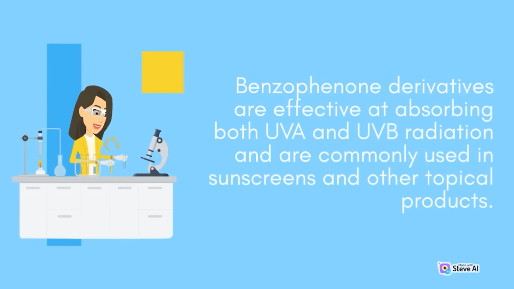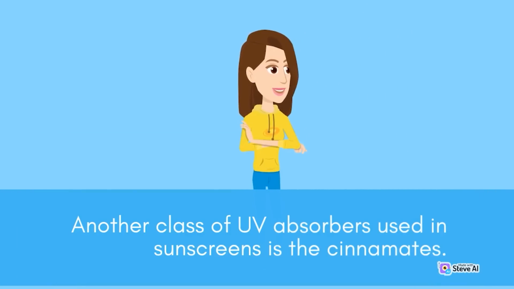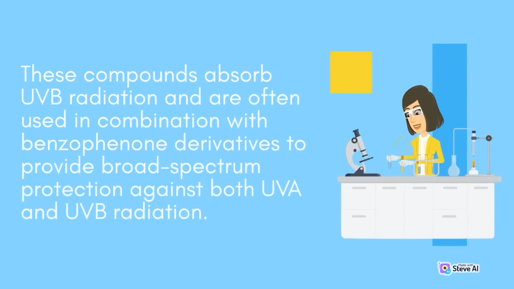Benzophenone derivatives are effective at absorbing both UVA and UVB radiation and are commonly used in sunscreens and other topical products. Another class of UV absorbers used in sunscreens is the cinnamates. These compounds absorb UVB radiation and are often used in combination with benzophenone derivatives to provide broad-spectrum protection against both UVA and UVB radiation.